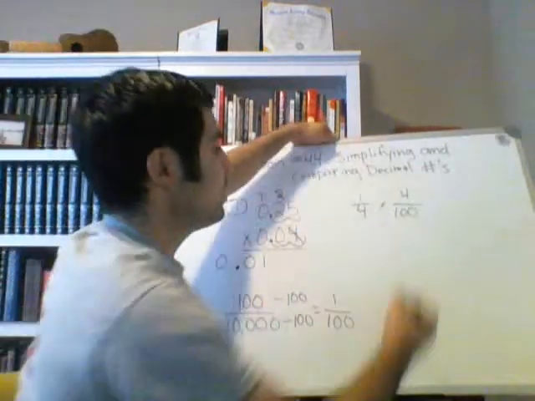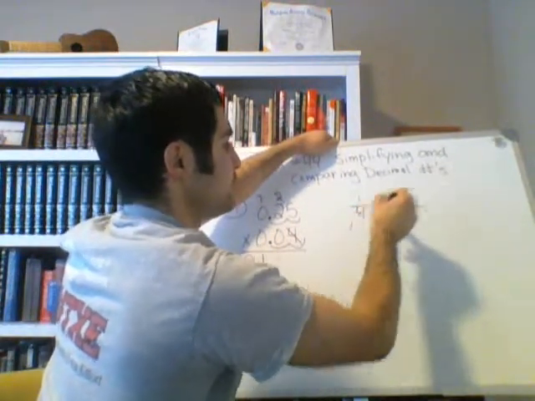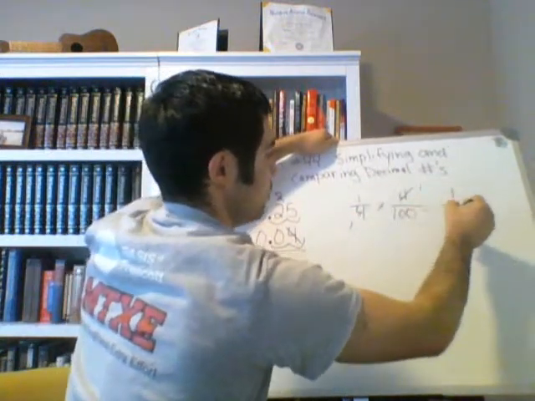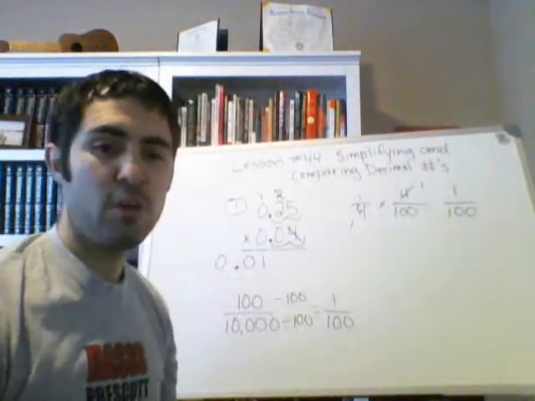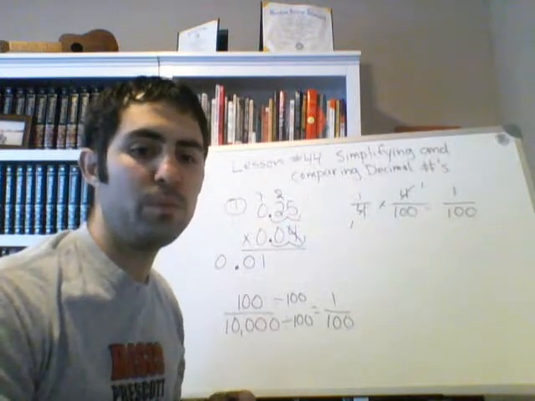If you did it over here, it would look something like this. You can cross-cancel the 4s, get a 1. Cross-cancel, get a 1. 1 times 1 is 1. 1 times 100 is 100. So that's the same answer all around. Hopefully that makes sense. Let's do a couple more problems, then I'll help you on your homework, and we'll be done with this lesson.